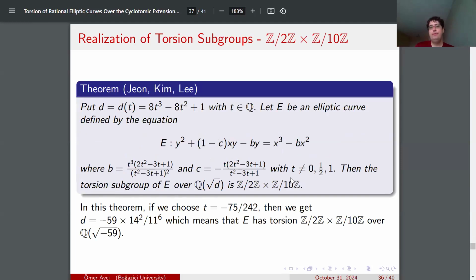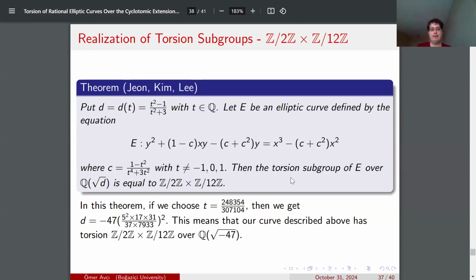here I use lots of computer code to find mod 2 times mod 10 is realized over Q adjoined the square root of minus 59. So with a little bit of work, we can also show the torsion over Q adjoined the 59th root of unity is basically again Z2 times Z10 because it can't be larger. So luckily for some primes, we can see those torsions are realized. Similarly, mod 2 times mod 12 is realized when my prime is 47.